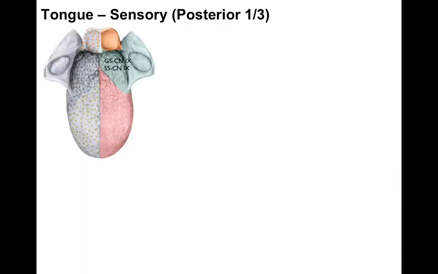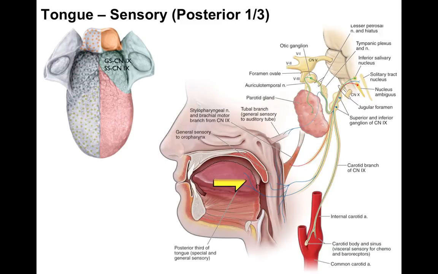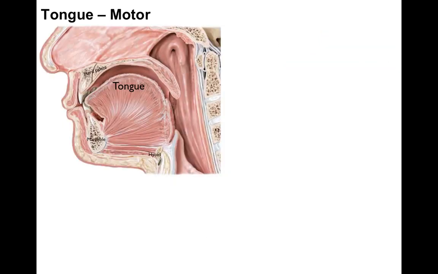Now the posterior third of the tongue. So there we've got general sensation, cranial nerve 9, special sensation, cranial nerve number 9. And so there we've got our posterior third of the tongue. General and special sensation are going to come from the posterior tongue and oropharynx and go back to cranial nerve number 9, back to the medulla.